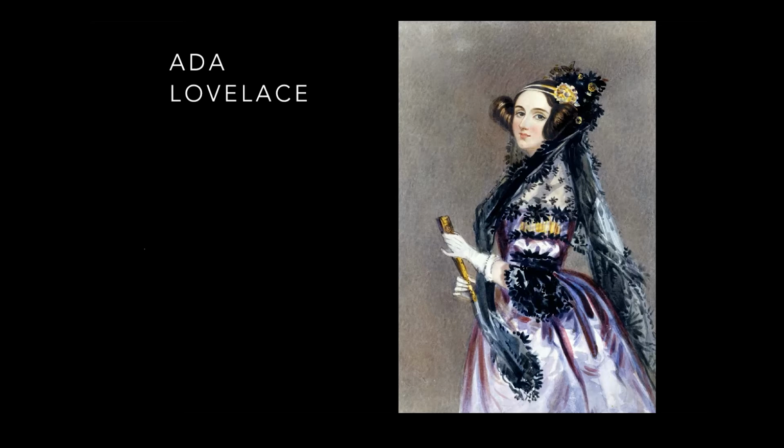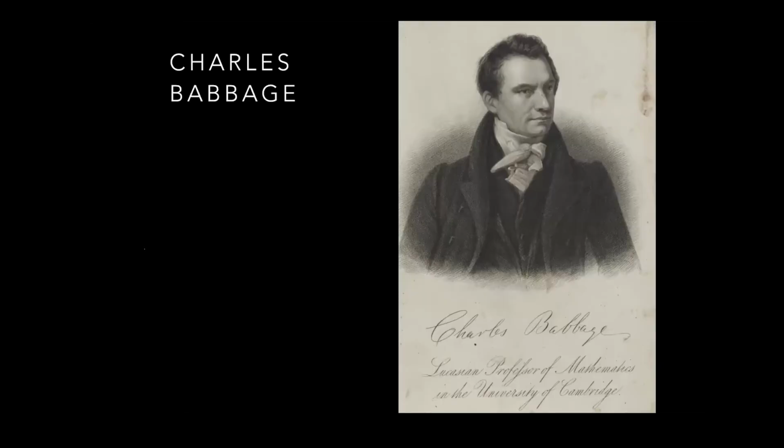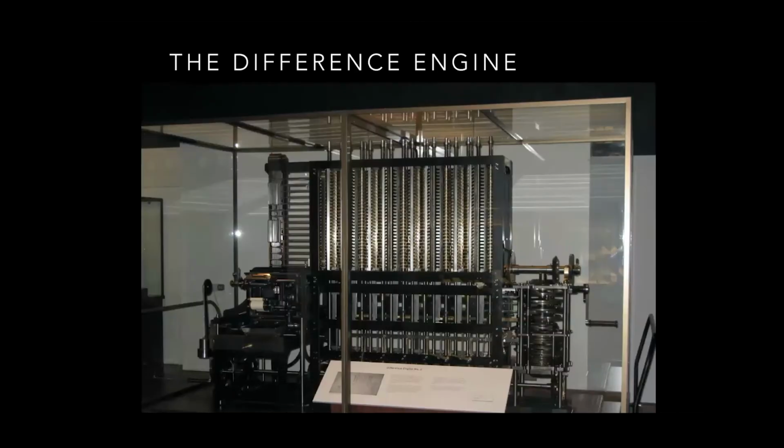So she was really good at math and science, and she was a total whiz at it and excelled. And later on, when she got older, she went to a salon and met this man, Charles Babbage, who was an inventor, and he had invented this amazing thing called the difference engine, which was basically a very early kind of steampunk calculator.